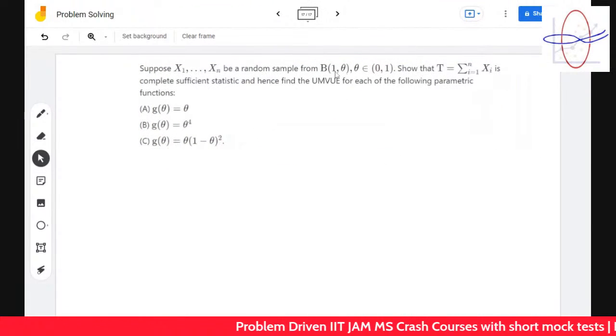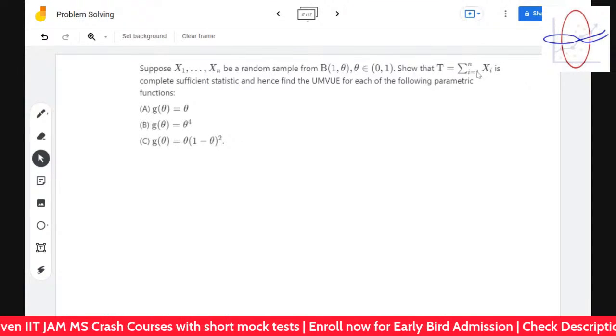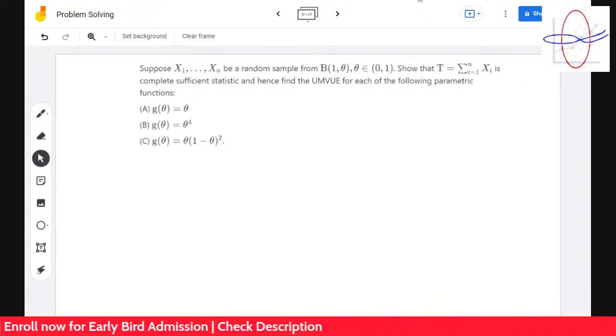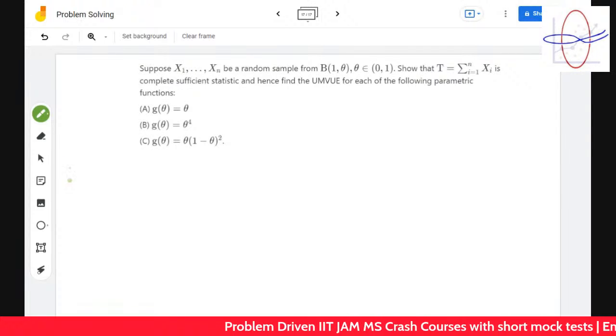So X1, X2, ..., Xn follow Beta(1, theta). Show that T equals the summation of Xi is complete sufficient, and hence find the UMVUE for the following parametric functions. So when you're using complete sufficiency to find the UMVUE of parametric functions, you use the Rao-Blackwell theorem.